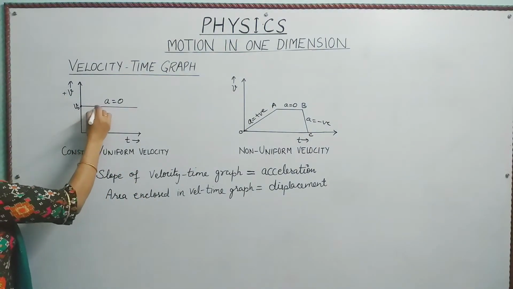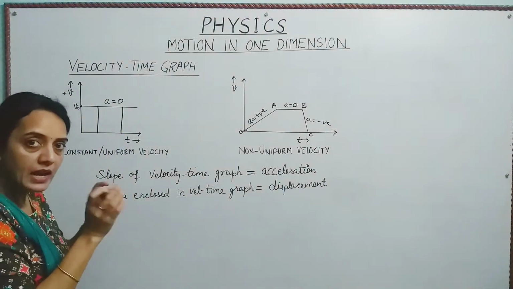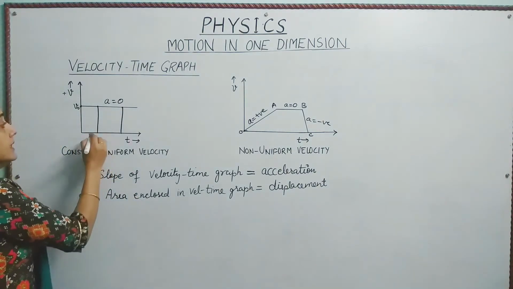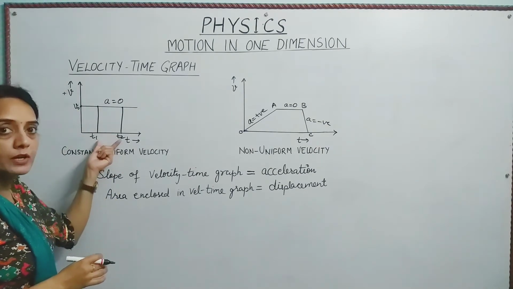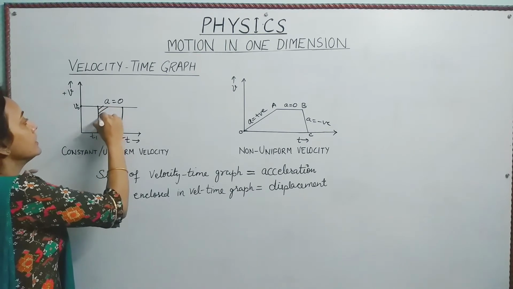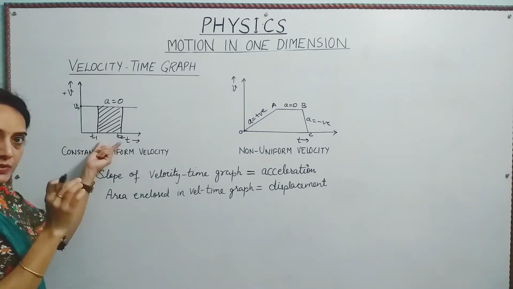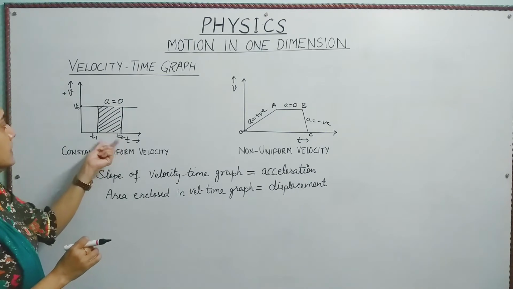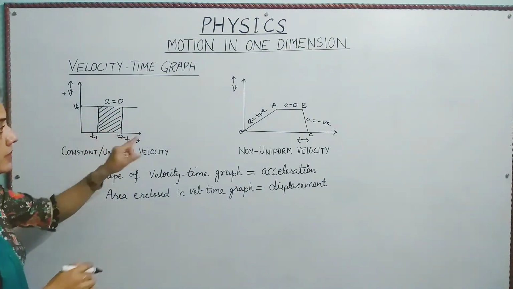Now, we must be given some points between which we have to calculate the time during which we have to calculate the displacement of the body. Let us say, for this graph, we are asked to calculate the displacement of the body from time t1 to t2. Displacement is found simply by finding the area enclosed between these two time intervals, under the graph. So you have to find the area of this rectangle.